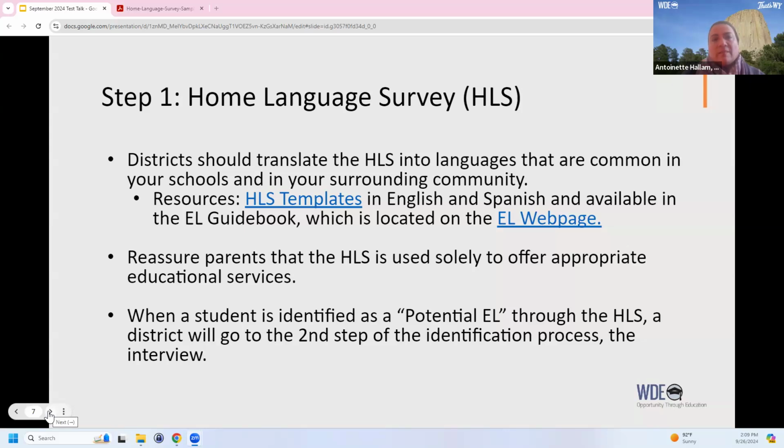Do the procedures provide specific guidelines for interpreting HLS responses that include, but are not limited to, the following considerations? Which responses indicate that a student will proceed and go on to step 2, the interview process? How should responses be interpreted as a whole, meaning how to consider the context and overall pattern of the responses to make informed decisions about the student's language needs? What are the next steps if responses are unclear or contradictory?